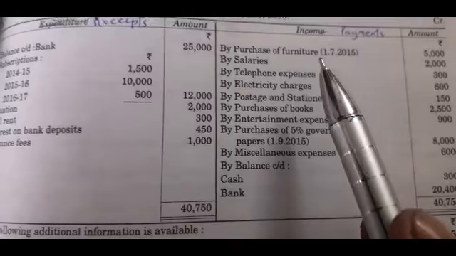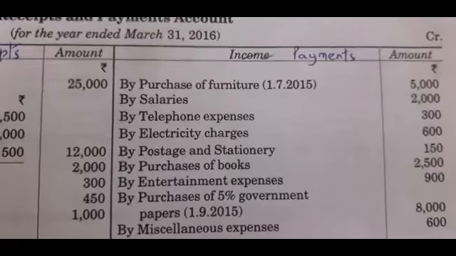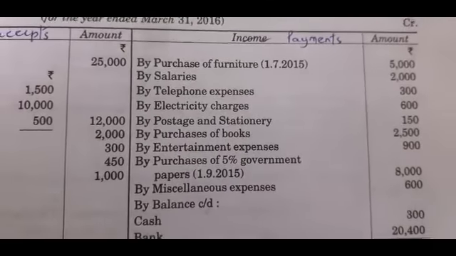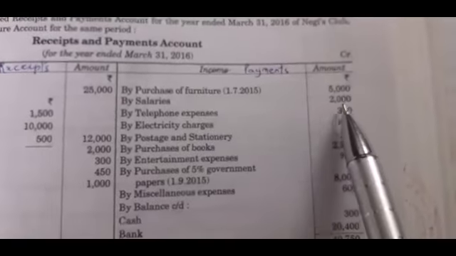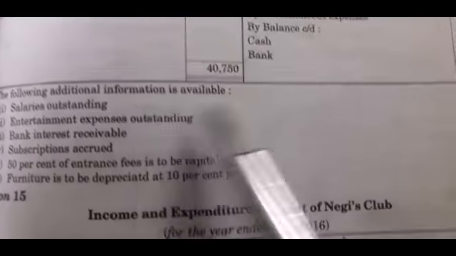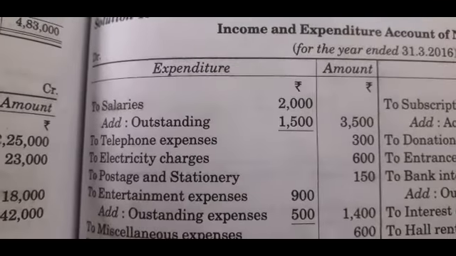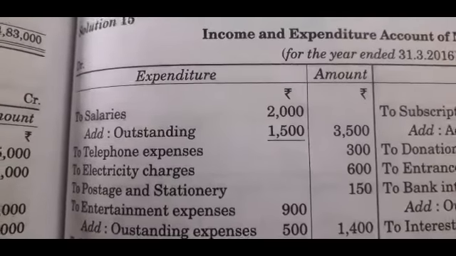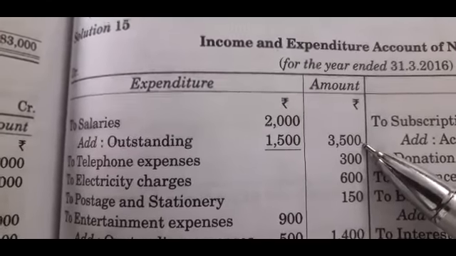payments. First is by purchase of furniture. This is purchasing an asset, so it will not be taken to the income and expenditure account. Next is by salaries, 2,000 rupees. Adjustment says salary outstanding is rupees 1,500. So in the income and expenditure account, on the expenditure side, to salary 2,000 plus outstanding 1,500, total 3,500 rupees.